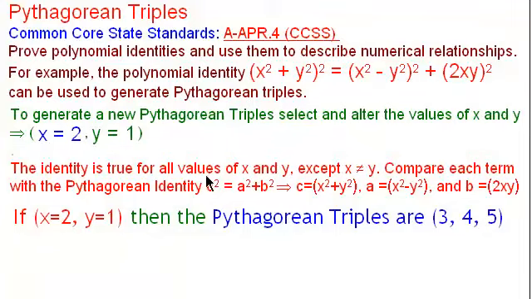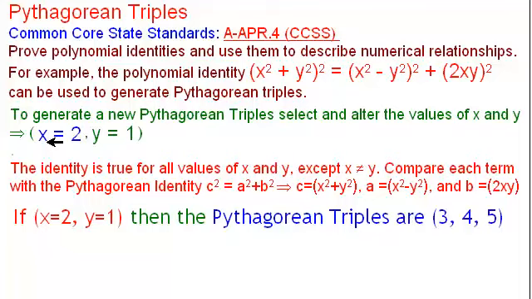Likewise, we can have many other triples, and these triples can be generated or found by using a polynomial identity. This polynomial identity is discussed in the Common Core State Standard code A-APR.4. Now I am going to show you how you can generate the other triples by using this polynomial identity.